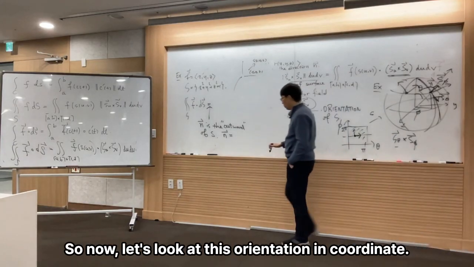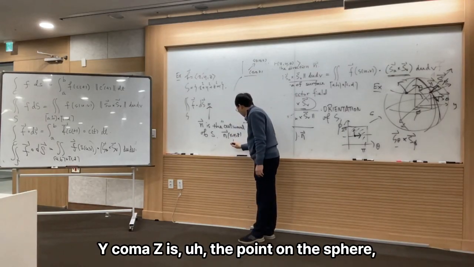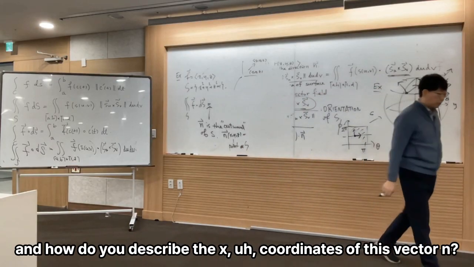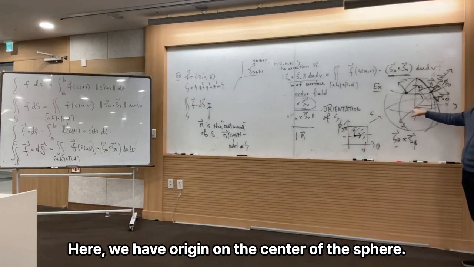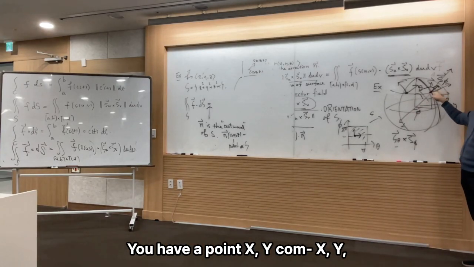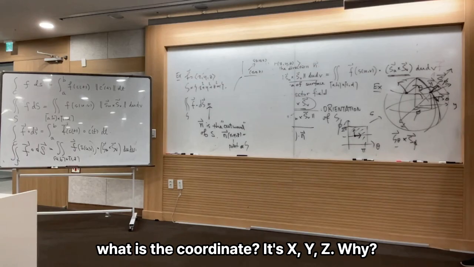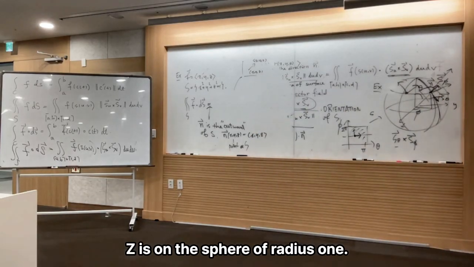So now let's look at this orientation in coordinates. Let's say x, y, z is a point on the sphere. And how do you describe the coordinates of this vector, n? Here we have the origin at the center of the sphere. You have a point x, y, z, and you want to point out the perpendicular direction of your sphere. What is the coordinate? It's x, y, z. Why? Because x, y, z is on the sphere of radius 1.